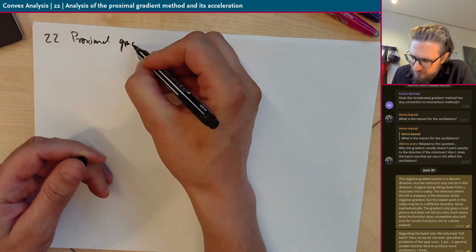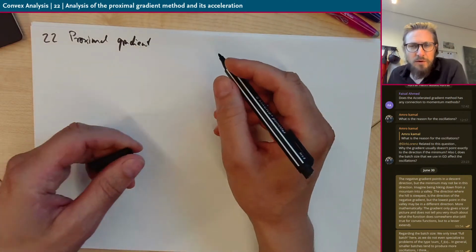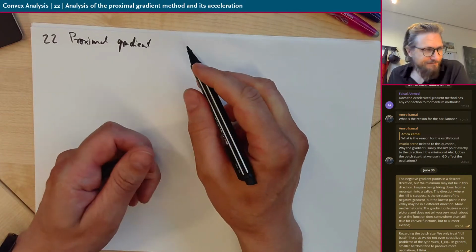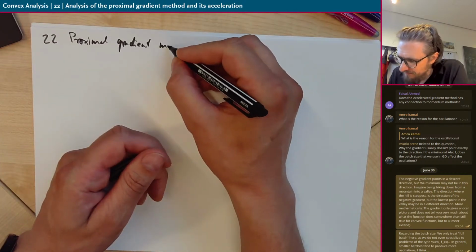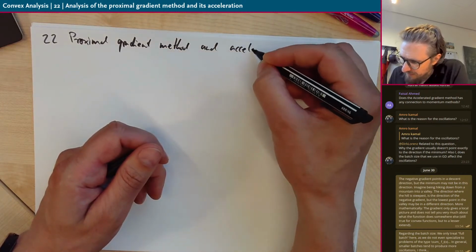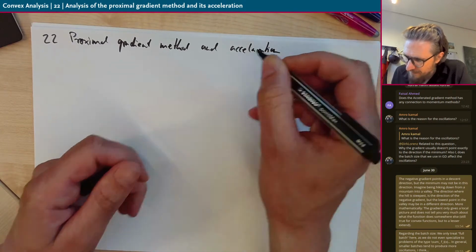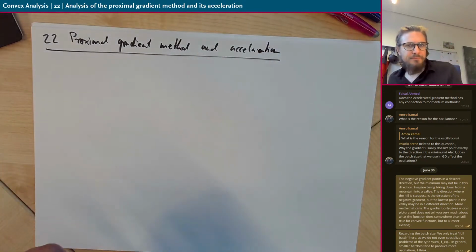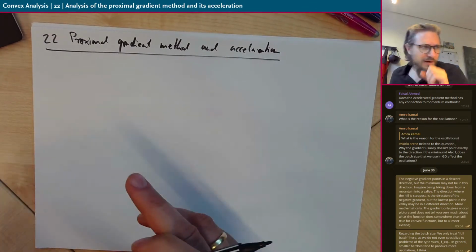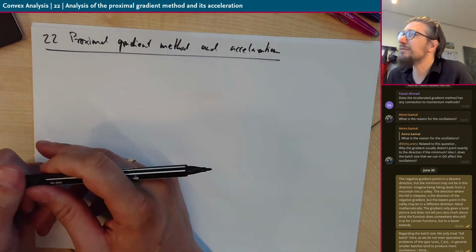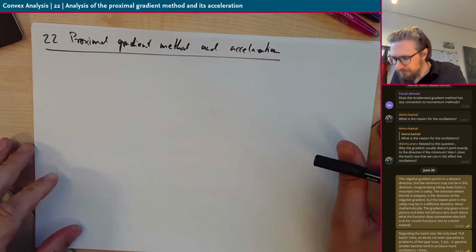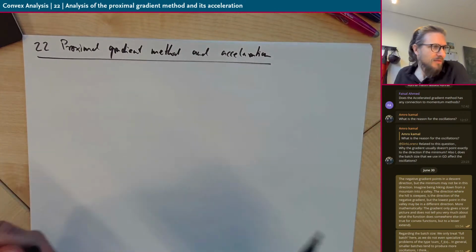And here we're going to see the importance of the proximal mapping, the proximal gradient method, and acceleration. So actually, I'm not really sure about the origin of the proximal gradient method. I guess it's pretty old, maybe from the 80s already, maybe even older.